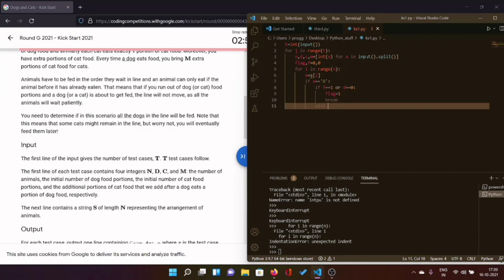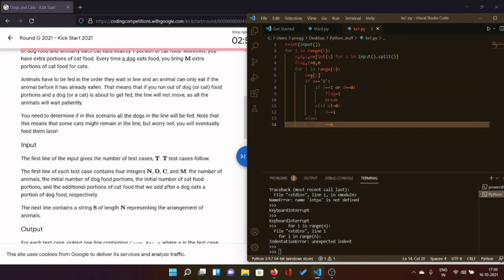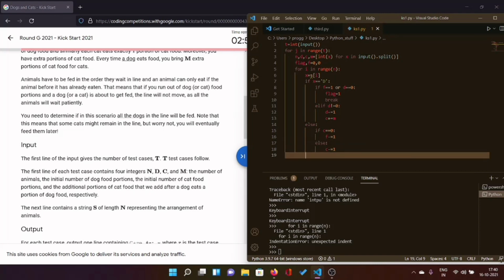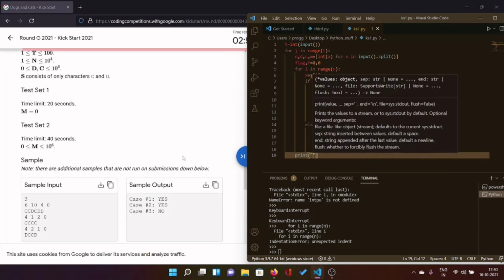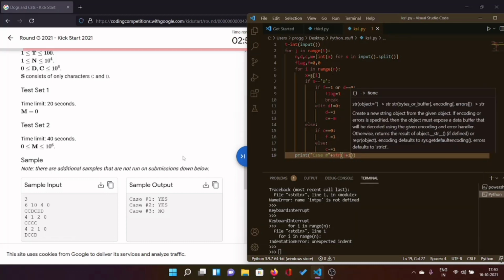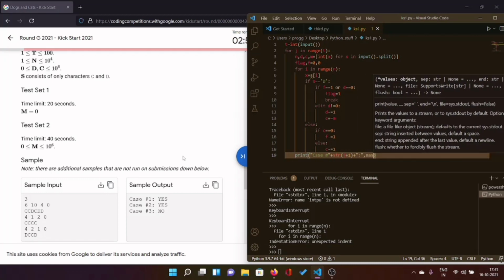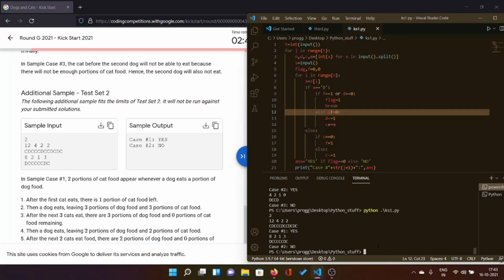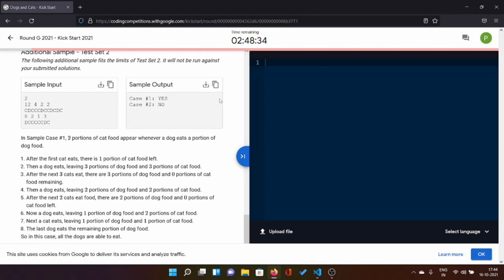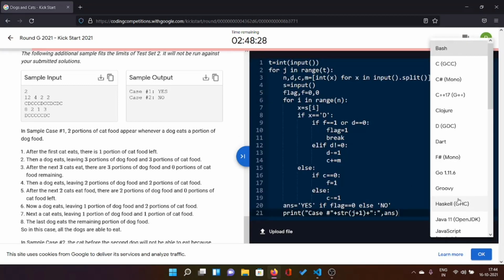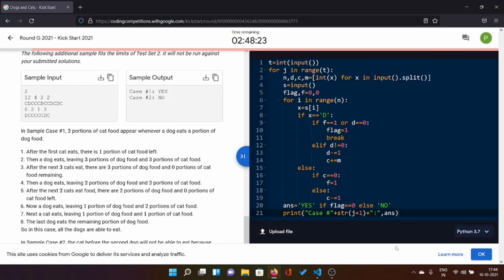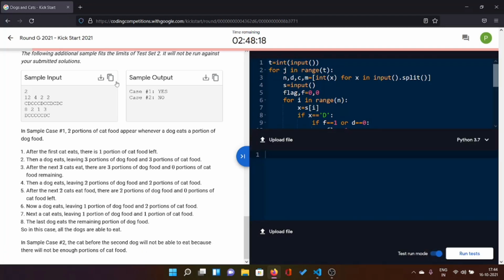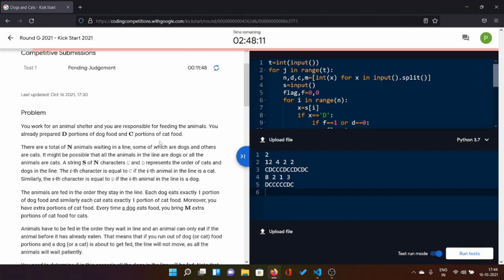I just took a variable called flag and changed it from 0 to 1 if the quantity of dog food diminishes to 0 and there are still dogs in line which need to be fed, or if the quantity of cat food diminishes to 0 and there are dogs after that cat which cannot be fed because the cat cannot be fed. So if the flag is equal to 1, then I say that no, it's not possible to feed all the dogs. And if the flag is 0, which it was initially, then obviously it's a yes.